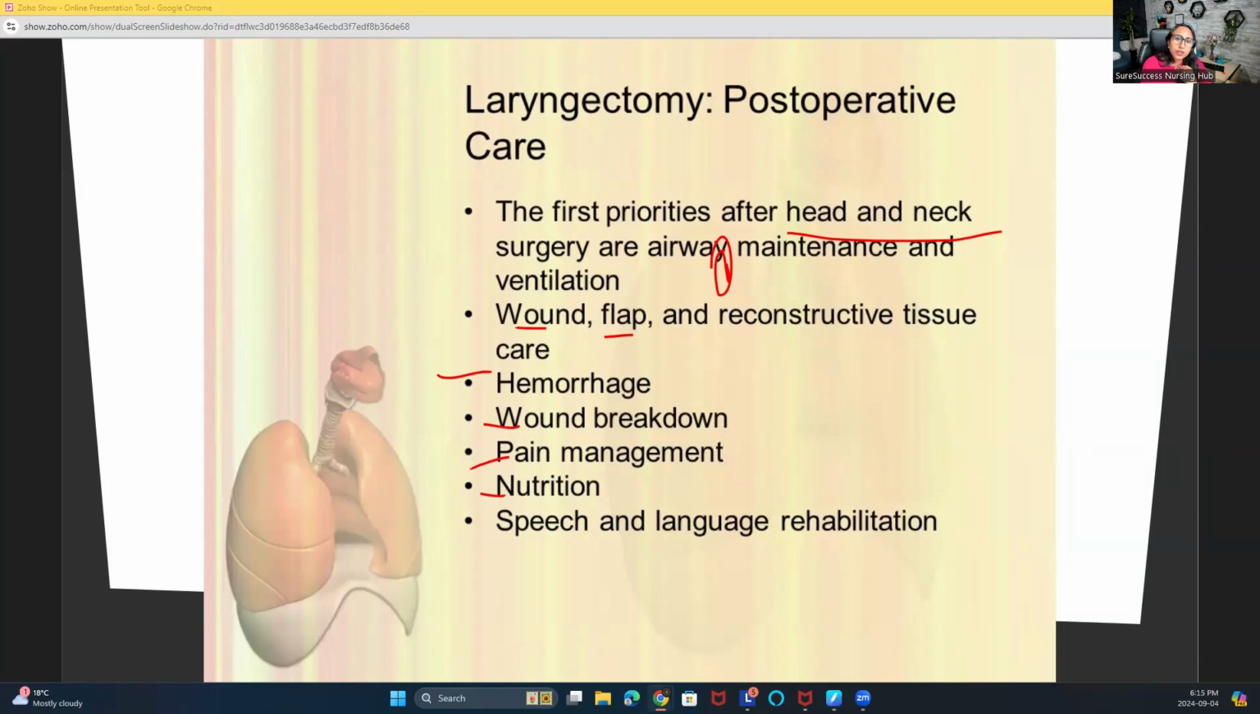Nutrition is important because patient swallowing is affected. And laryngectomy specific, for all the laryngectomy, not for the tracheostomy, we always give them the referral to SLP, speech and language rehabilitation. We give them the referral to the speech language therapist because it is the biggest change. They can't speak anymore. Okay.